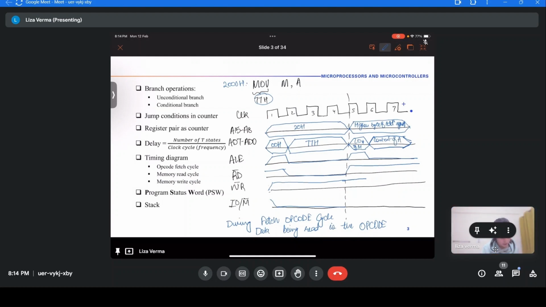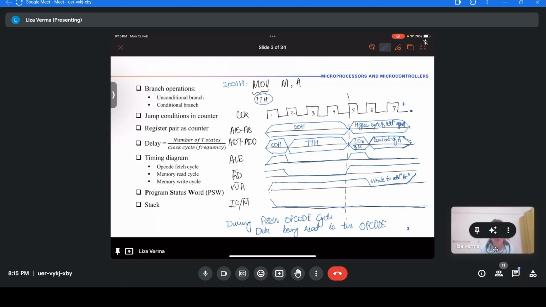Write will go low when it has gotten the data from A, the content of A, and during cycles 6 and 7, it will write to the memory location address. Since it didn't involve any IO, everything is being done on memory, this line will remain low. Now it's understood.